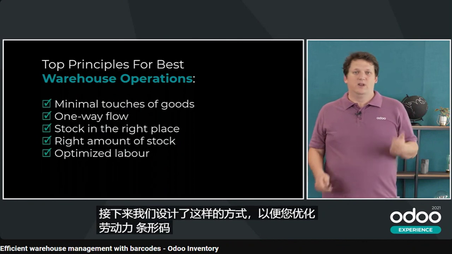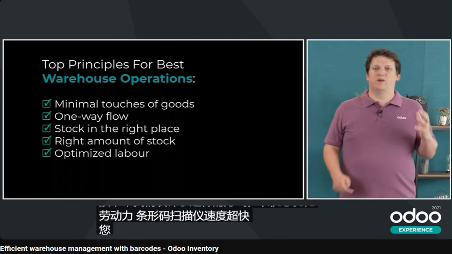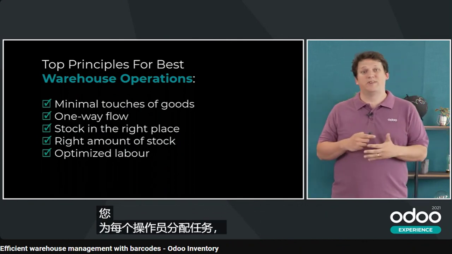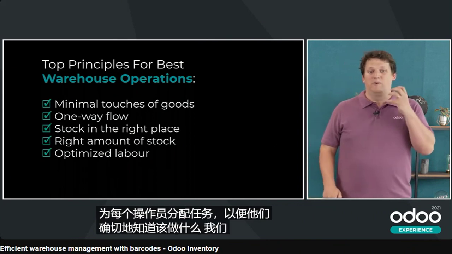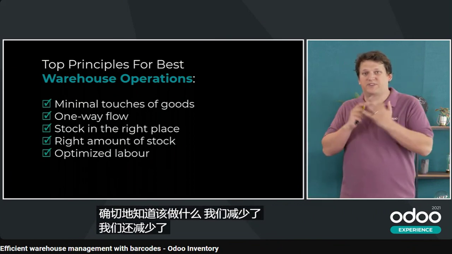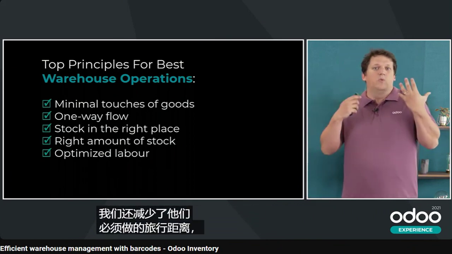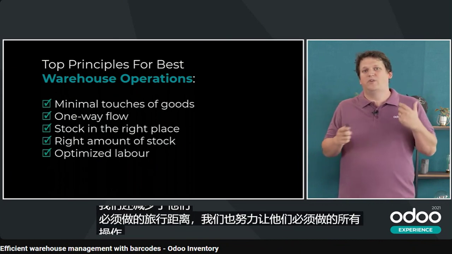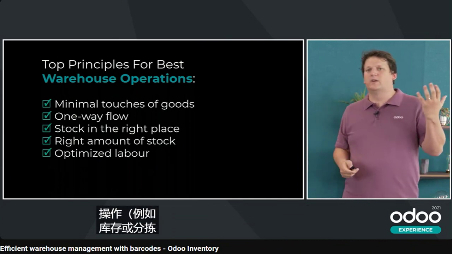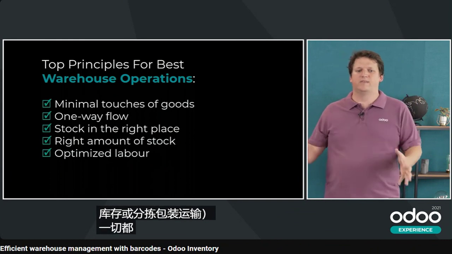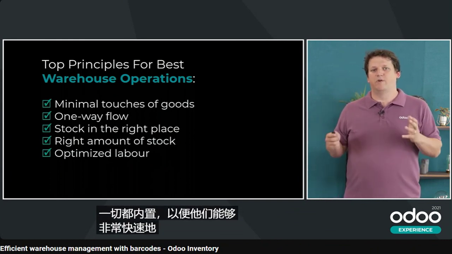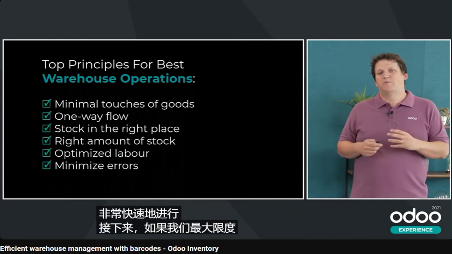Next, we designed so that you optimize labor. The barcode scanner is super fast. You have tasks for every operator so they know exactly what to do. We also reduce the travel distance they have to do. We also work so that all the operations they have to do, like inventory or picking, packing, shipping, everything is built in for them to proceed very fast.